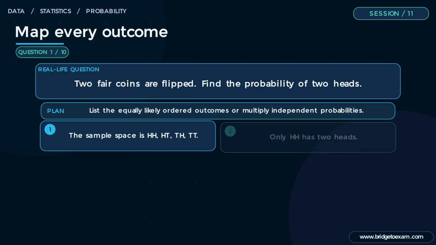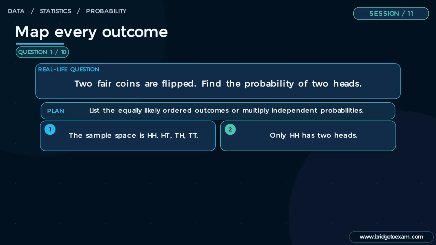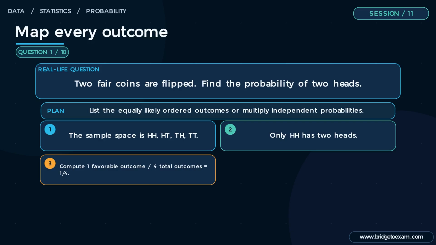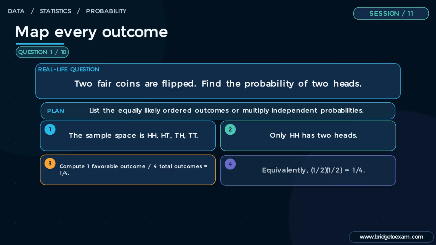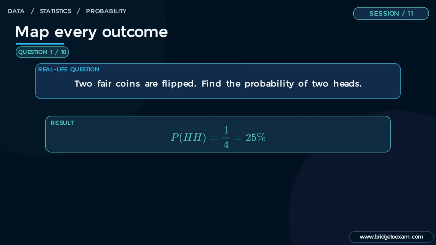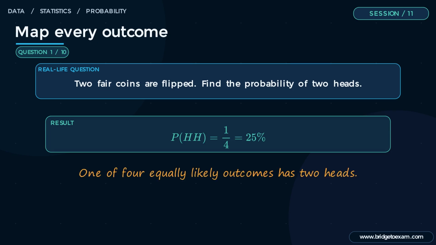Step 2. Only HH has 2 heads. Step 3. Compute one favorable outcome divided by 4 total outcomes equals 1/4. Step 4. Equivalently, 1/2 times 1/2 equals 1/4. Quick check. The 4 outcomes are equally likely and exactly 1 is favorable. This matters in real life because multi-stage chance models appear in genetics, inspections, and repeated decisions.